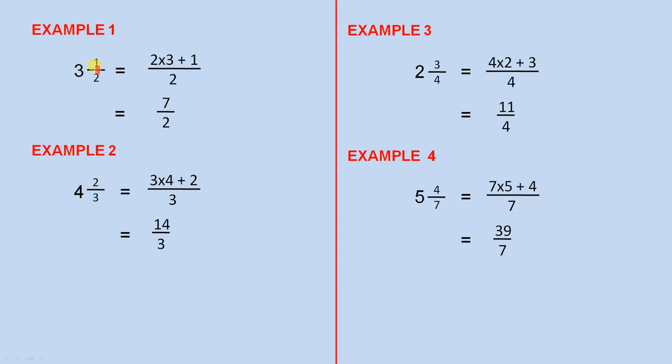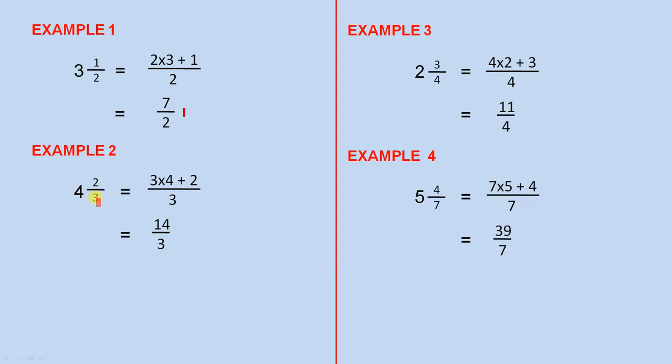Example 1, 3 1/2. We're changing the mixed number to an improper fraction. So the rule says you multiply the denominator by the whole number, then you add the numerator, then you divide by the denominator. 2 times 3 plus 1 divided by 2. 2 3s are 6, plus 1 is 7, divided by 2.